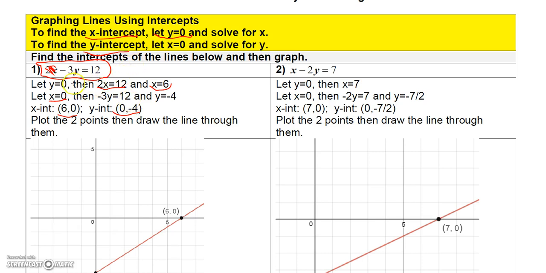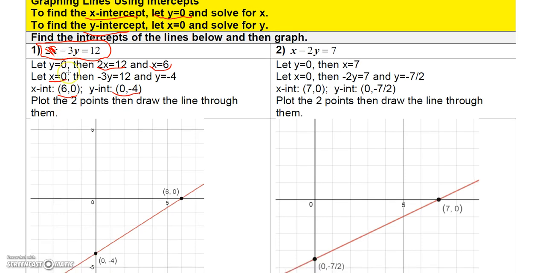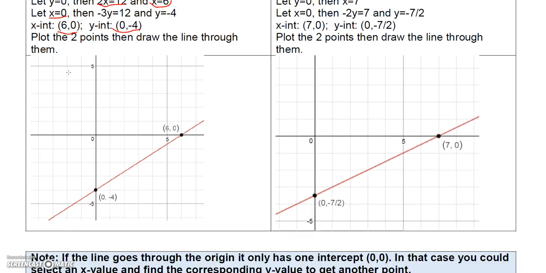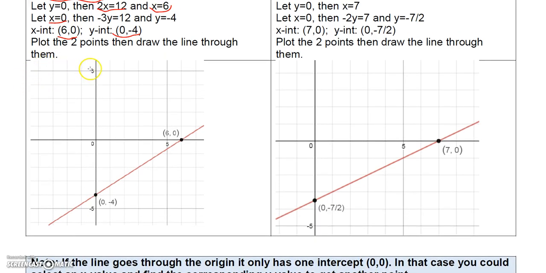And that's all you need to graph this line, because it only takes 2 points. So you would go to the Cartesian coordinate system and then plot these 2 points. And then to plot 6, 0, again, pretend like the line's not there, you would plot the point 6, 0 right here. And then the point negative 4, you go down 4 from the origin, and you'd plot that point. And then you would just get a ruler and draw the line through those 2 points.